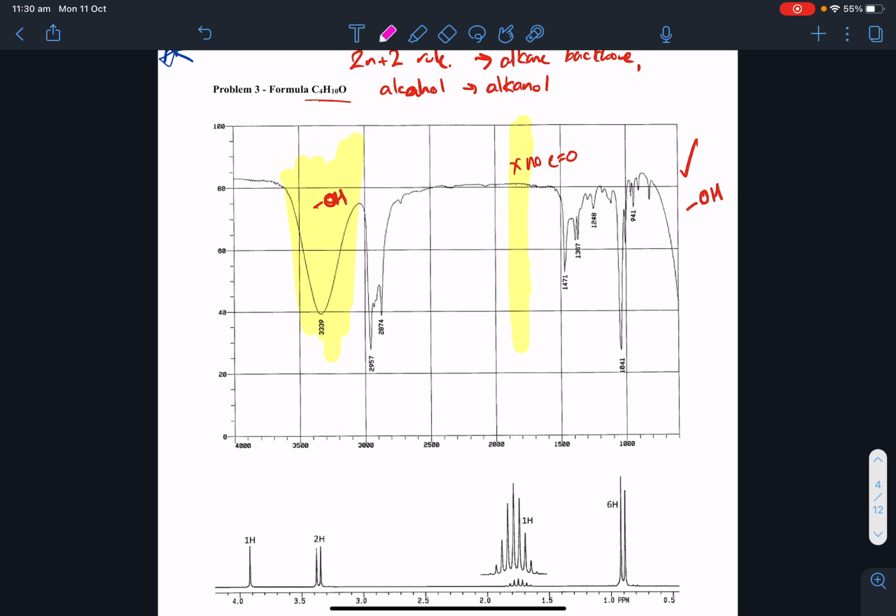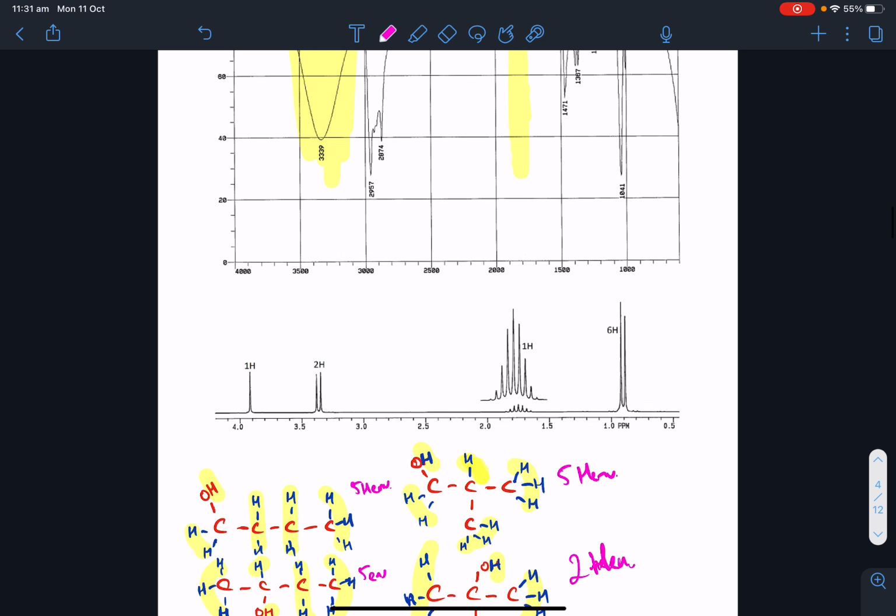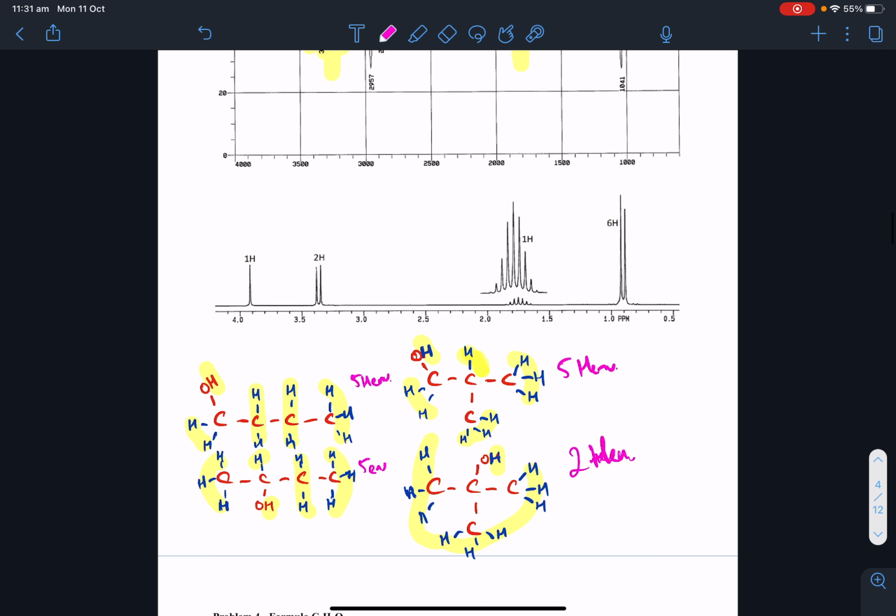Let me just check with my working. Have I done all the possible isomers? Maybe I've missed one. Have I missed an isomer? I'm a bit paranoid because look, we've got 1, 2, 3, 4 hydrogen environments. I think I've missed an isomer. Let me just check. Look, from the proton end, I've got 1, 2, 3, 4 peaks, and I shouldn't have 4 peaks. 1, 2, 3, 4, 5.